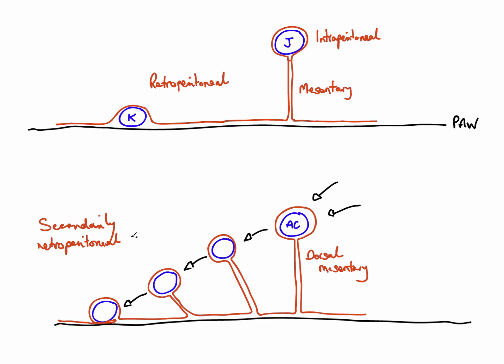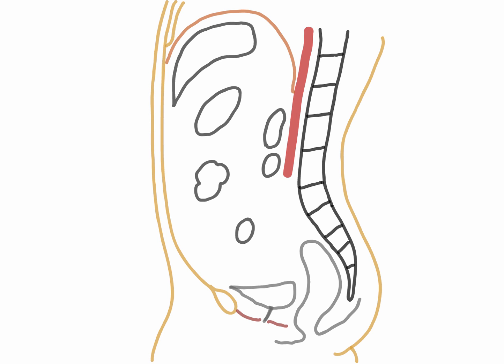So what I want to do now is move on to look at the greater sac and the lesser sac. So to do this, we need to look at the image which is on the screen, which is of a sagittal section through the abdominal cavity. So here we have the anterior aspect. Here we have the posterior aspect. So here we have the anterior abdominal wall, the posterior abdominal wall. Here we have the diaphragm.